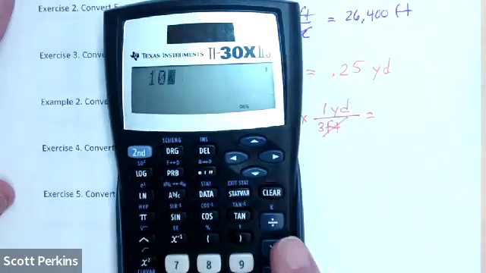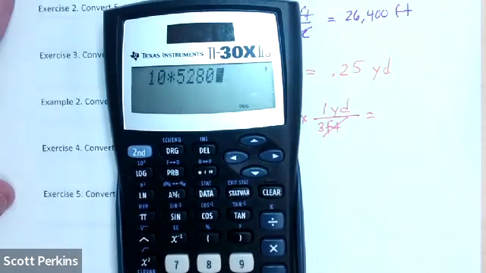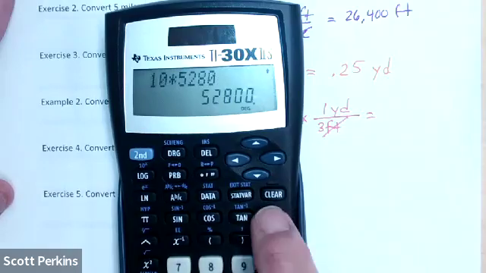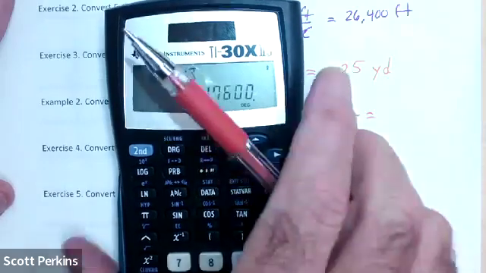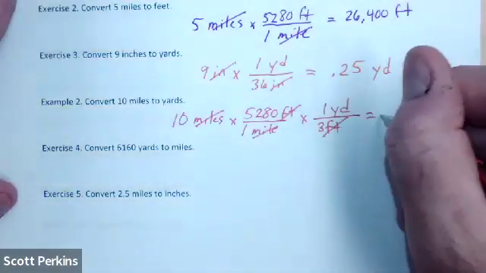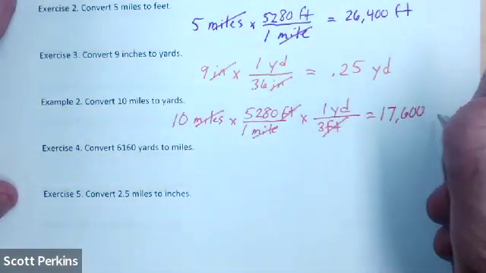So 10 times 5,280 is 52,800. I'm now going to divide that by 3, and I get 17,600 yards.